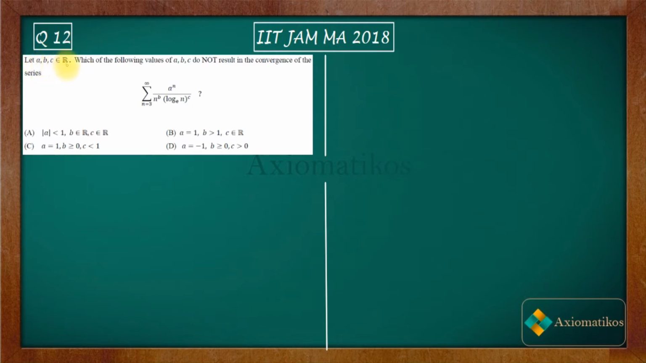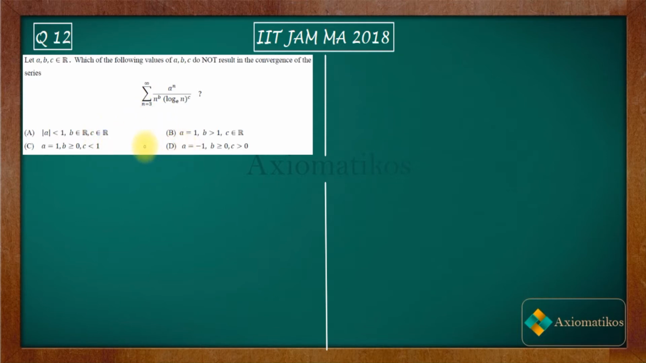Let a, b, c belong to R. Which of the following values of a, b, c do not result in the convergence of the series? So we have a series and we have to find out a, b, c such that the series does not converge. Now you have to pick the correct option among these.